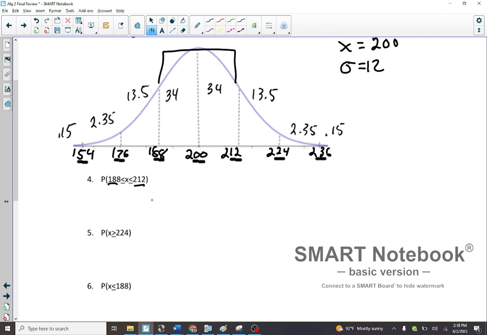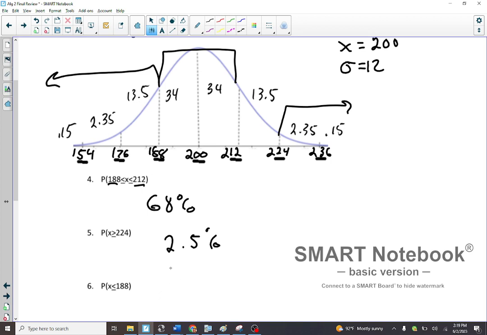I just add these 2 percentages up, so that's 68%. Over here, P of X greater than 224, so it's only this and beyond, so it's going to be 2.5%. Over here is anything less than 188, so that's here and below, so 2.5 plus 13.5 is 16%.